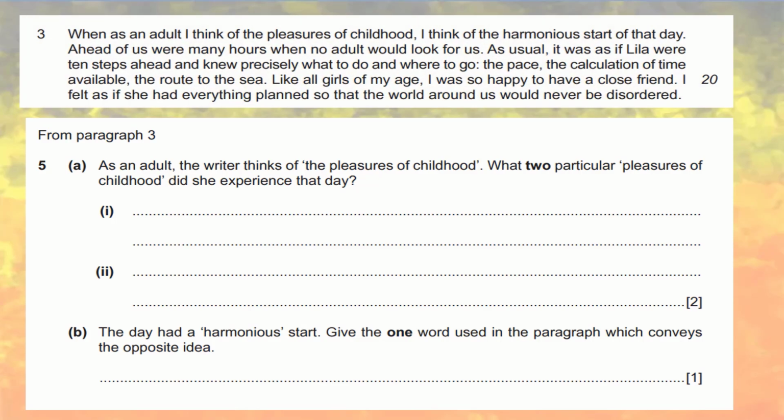As an adult, the writer thinks of the pleasures of childhood. Now, the writer is grown up as she is recounting her childhood event. So, she is actually thinking about the pleasures of childhood. What two particular pleasures of childhood did she experience that day? So, what were two childhood pleasures she experienced that day? We will read the passage and we are going to know.